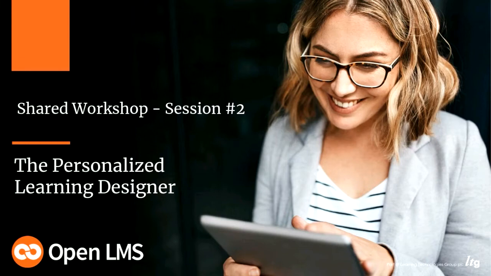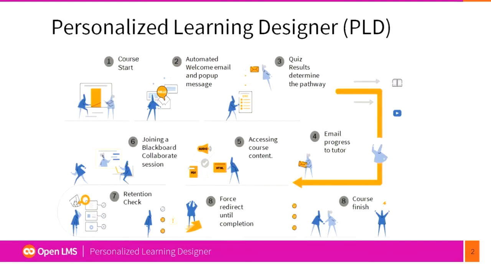So going to the first slide here. This is just an outline of how the PLD works. You can see there's about 8 major steps in terms of the PLD. So you have a course start date. You can have an automated welcome email and a pop-up message introducing somebody into a course. You can have quiz results that determine a pathway of how a student will navigate through the course.